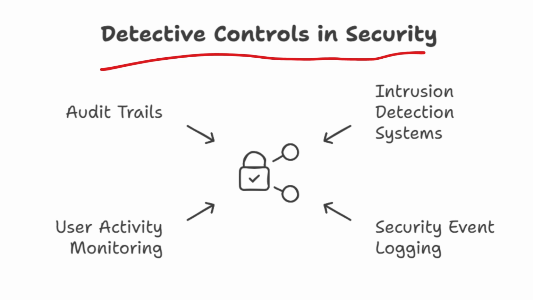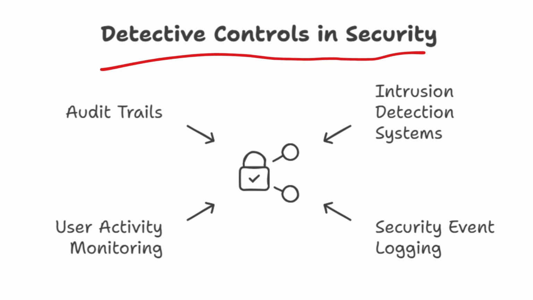The detective controls are meant for catching problems when they happen. Detective controls do not stop attacks, but they alert security teams when something suspicious happens. Think of CCTV cameras in a bank. They do not prevent a robbery, but they record footage of the event, helping identify the criminals.